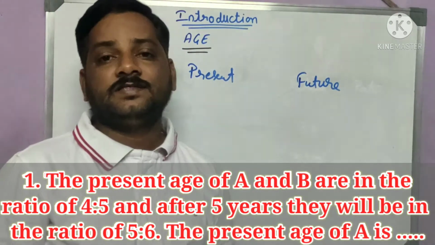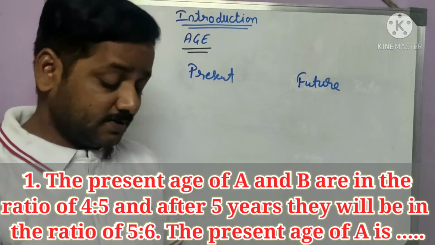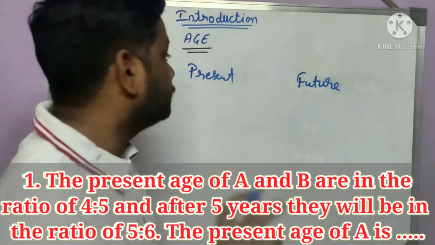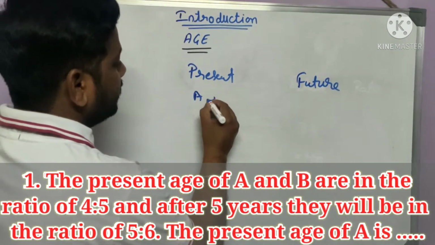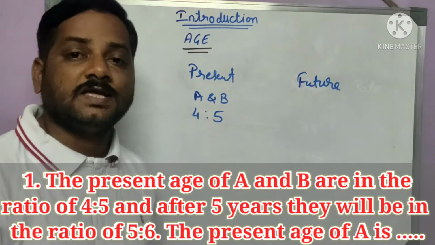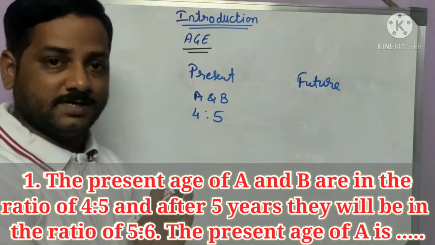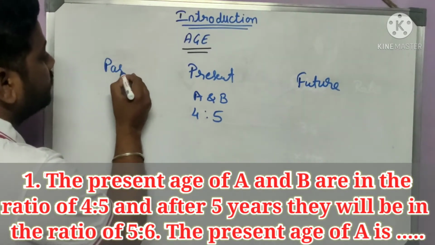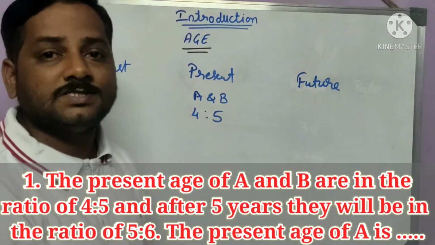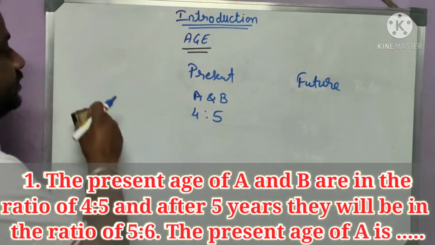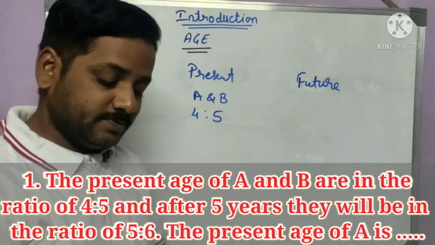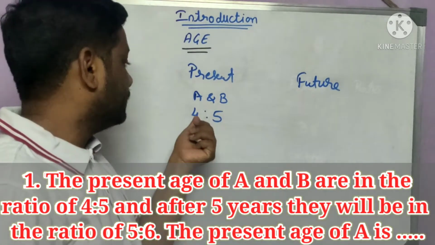The present age of A is dash. So you need to find the present age. I will write the statement here. The present age of A and B are in the ratio 4:5. So there are two persons A and B, and their ages are given in terms of a ratio. They have not given the ages, but they have given the ratio 4:5. That is the present. Whenever you start solving the problem, you take it as past, present, future. But in this question, past is not given, so I will just remove this portion. Present information is given and they are asking you for the future. Future information is given and they are asking you the age of person A.